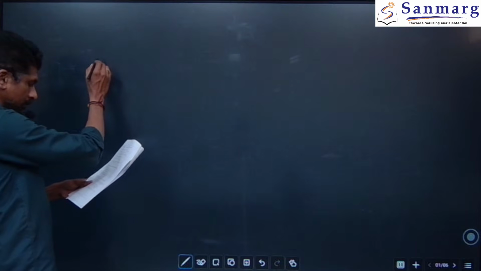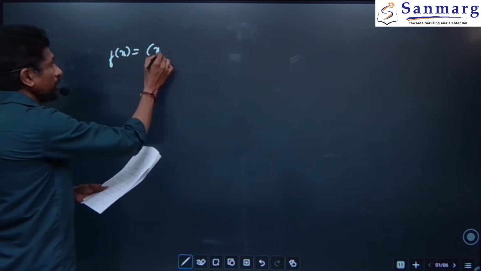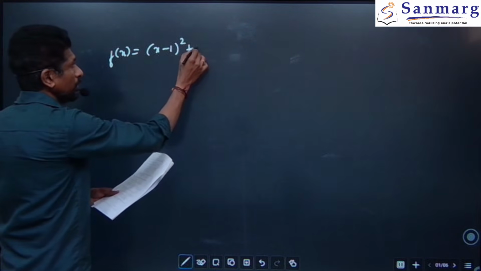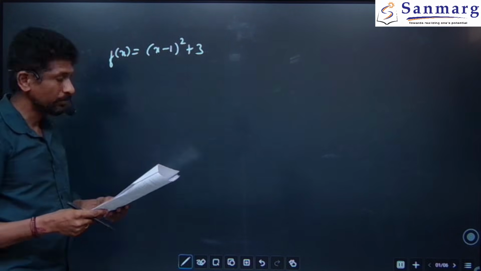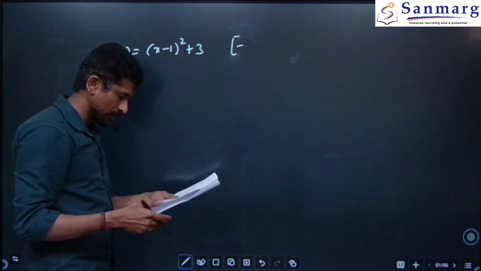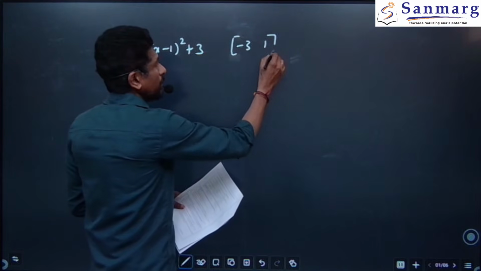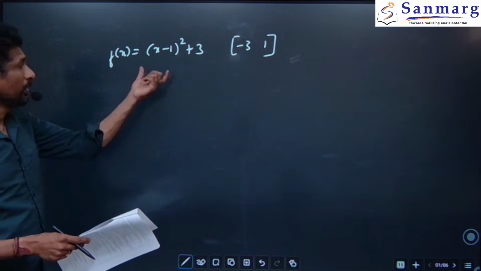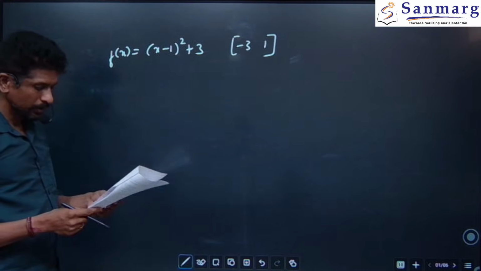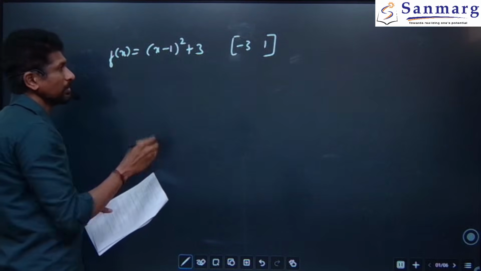So now here the function is (x minus 1) whole square plus 3, and if they ask absolute maximum or absolute minimum, they will give an interval here, that is minus 3, 1. So within this interval you have to find out the absolute maximum value now. Absolute maximum value becomes what? The same concept here.